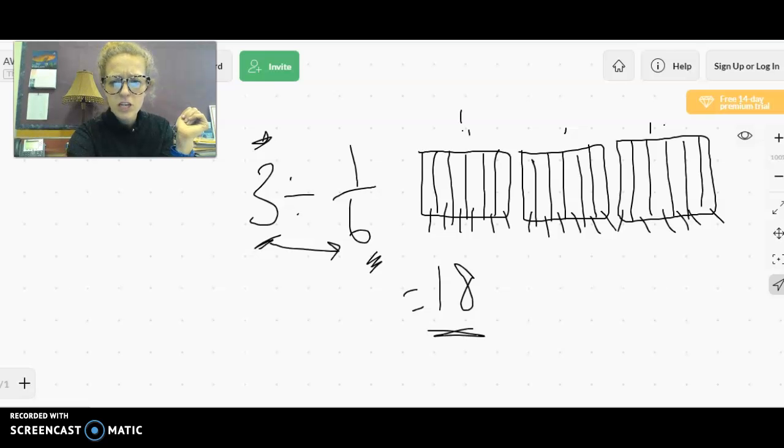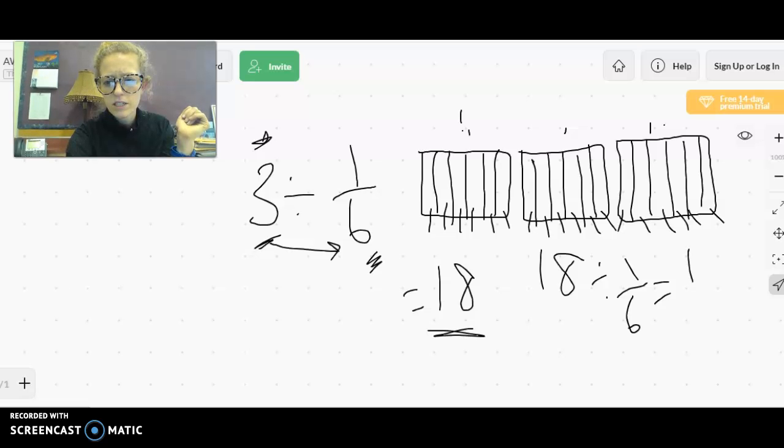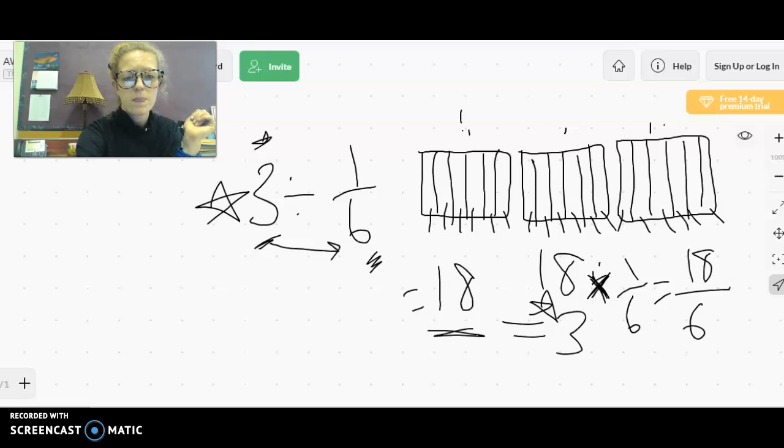So I'm going to check. I'm going to go 18 divided by 1/6. Well, let's bring that 18 across. Oh, sorry. Inverse operation. That wouldn't make sense. 18 across. And then that 6. 18 divided by 6 equals 3. I'm good to go.